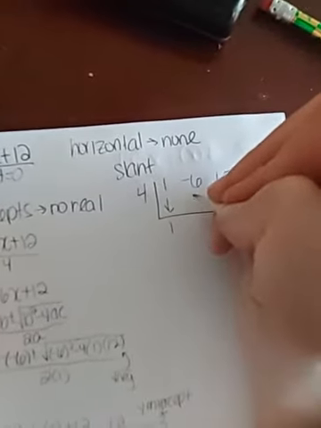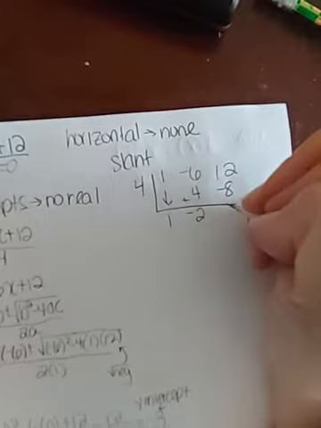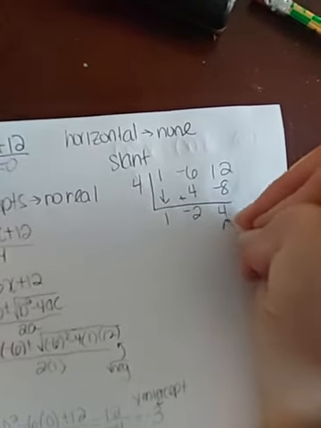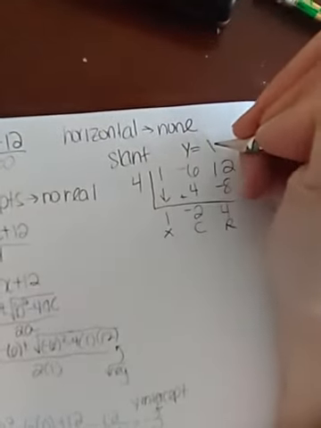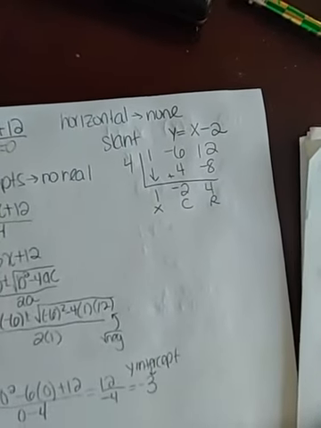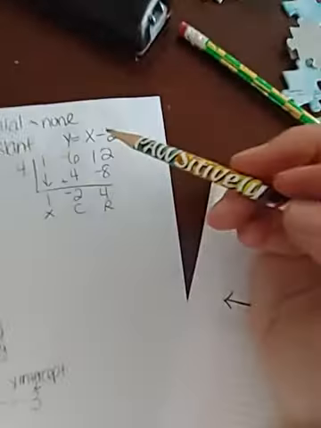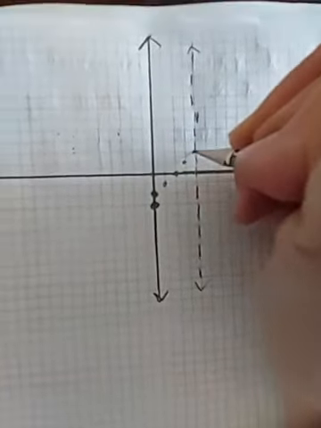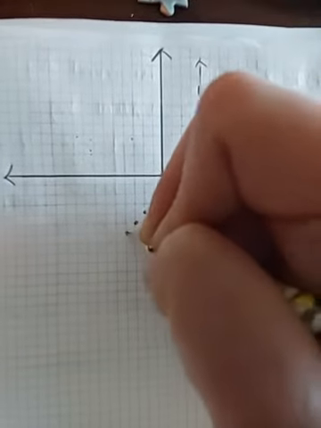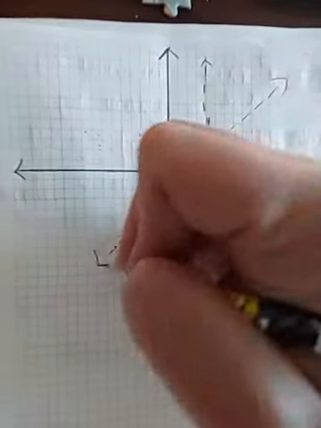1 comes down. 1 times 4 is 4. Negative 2, I'm adding. Negative 2 times 4 is negative 8. Add, I get my remainder, my constant, and my x. So my slant is y equals x minus 2. All right, so that tells me to start at negative 2 because it's minus 2, and then up 1 over 1, and down 1 over 1. Okay, there's my slant.